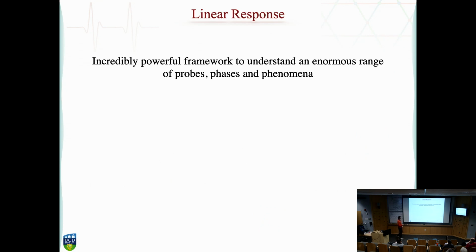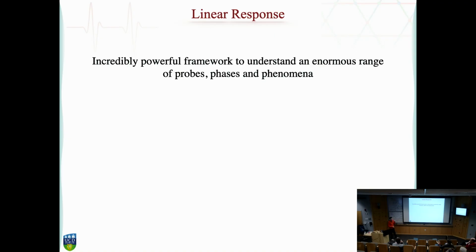Okay, so this kind of framework, thinking about perturbing the system and looking at the response to see how the correlations behave, is powerful, and it underlies a lot of the probes that we use in quantum physics. A lot of the experiments or techniques we use can be put into this kind of framework.